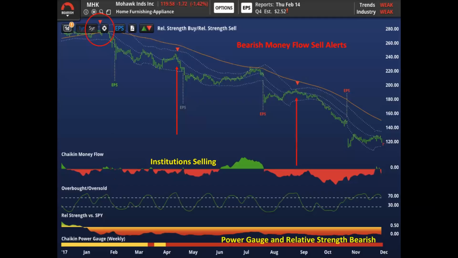So even at the all-time high, which is the ultimate bearish money flow sell alert, as we'll see in a little bit in Apple, someone knew something. This is smart money using strength to get out of a stock. So very often stocks will rally because of short covering, because of hope ahead of earnings reports. When you get an overbought, Chaikin money flow should go green. When it doesn't, we call that a bearish money flow sell alert.